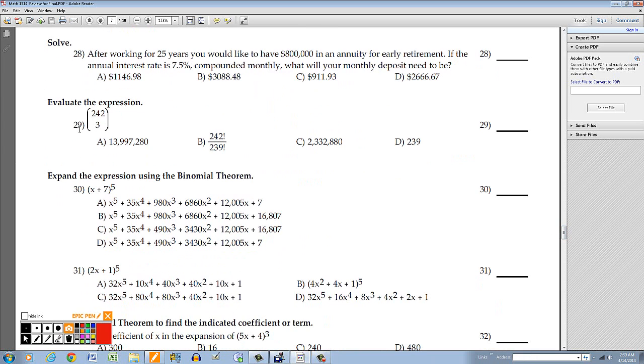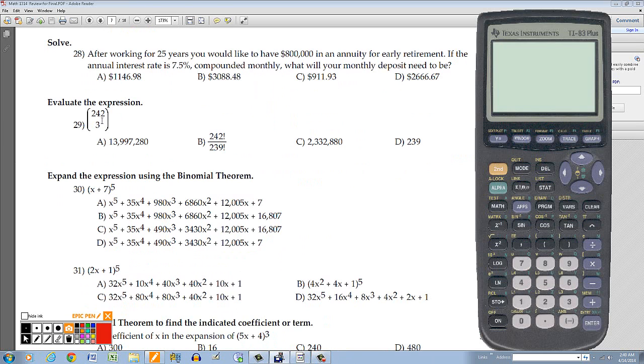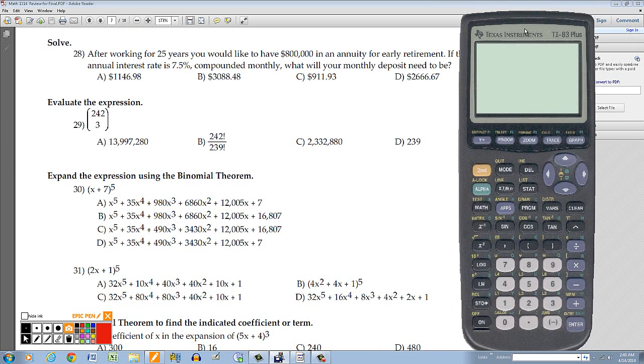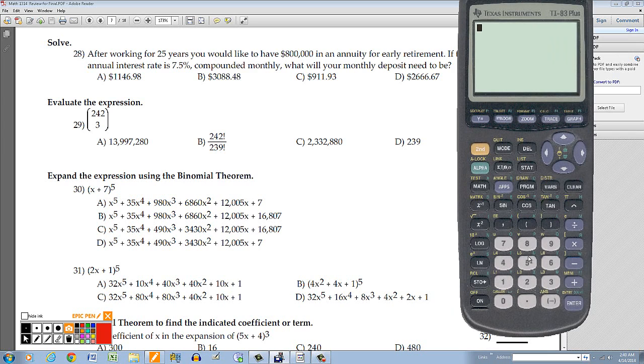For 29, this is a combination problem. So this is again one where you can use the calculator. It's a combination of 242 things taken 3 at a time. The easiest way to do this in the calculator is to type 242, go to the math menu, over to probability. Number 3 is combination. Then put the 3. So this reads combinations of 242 things taken 3 at a time. Hit enter.